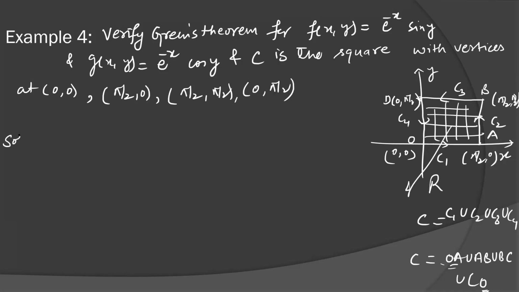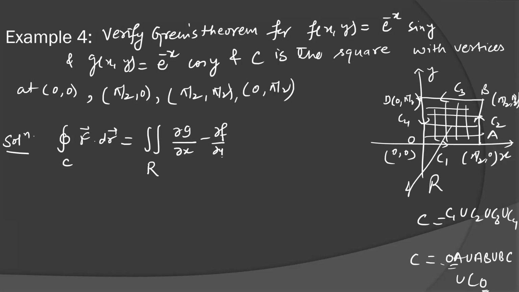So I'm going to solve firstly by the line integration. We know that the line integration of f dot dr is equal to the double integration of del g by del x minus del f by del y dx dy. So it will be over region R.